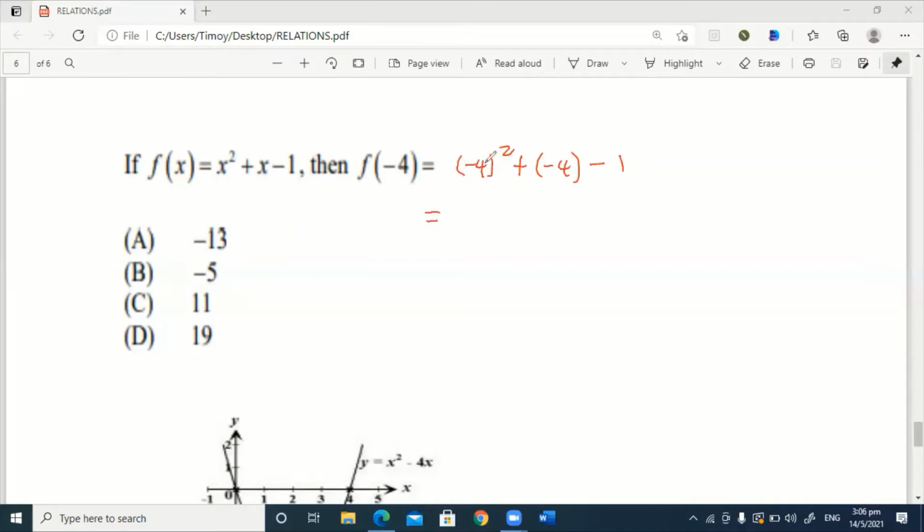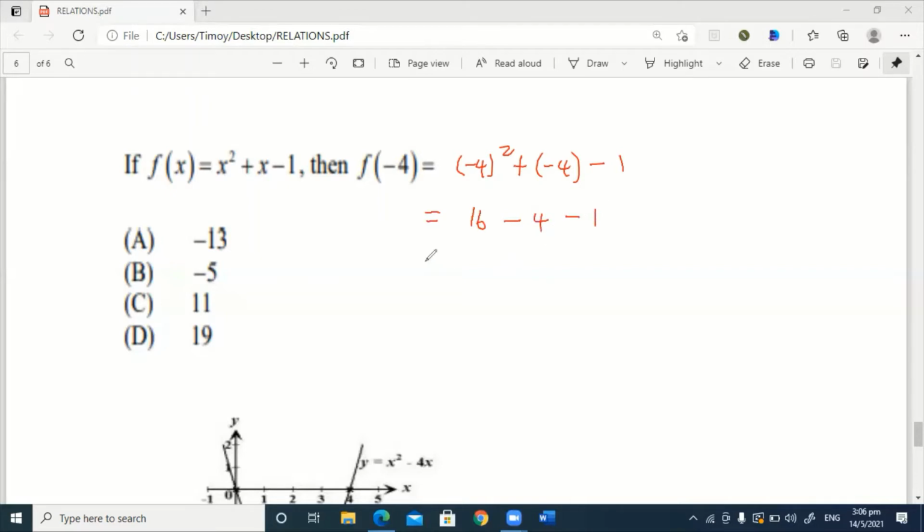So we're going to deal with the powers first. Negative 4 squared means negative 4 times negative 4. Right? That's what it means. So negative 4 times negative 4 is going to give us a positive 16. So this is just 16. Then we have two signs here. So we have positive times negative, going to give us a negative. So that's going to give us a negative 4 minus our 1 here.